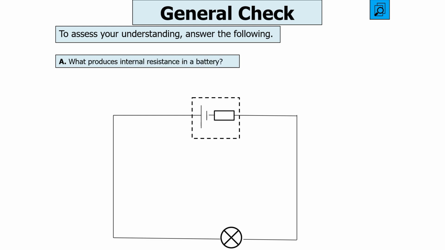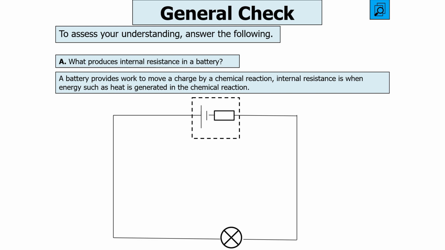The next question says, what produces internal resistance in a battery? So pause the video now, then unpause the video when you want to go through your answer. Well, a battery provides work to move a charge by a chemical reaction. So the internal resistance is when the energy, such as heat, is generated in the chemical reaction.